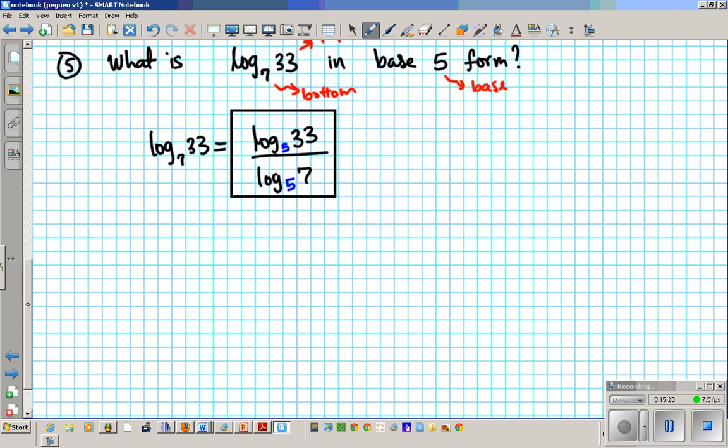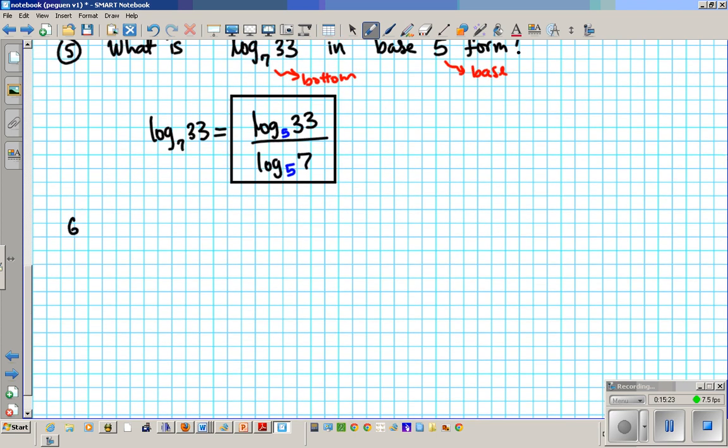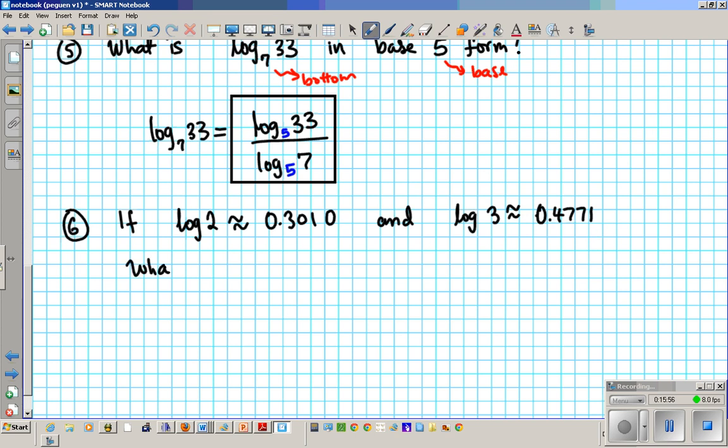Number 6 involves the history of logarithms. So if log base 2 is approximately 0.3010, and log base 3 is approximately 0.4771, what is log 36?